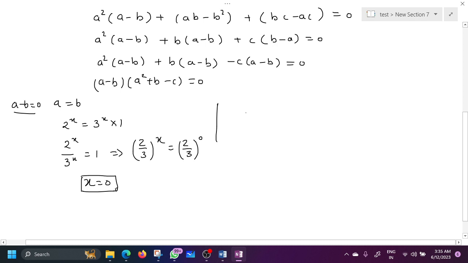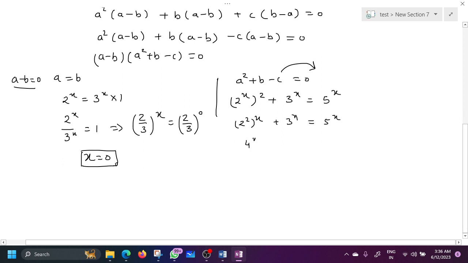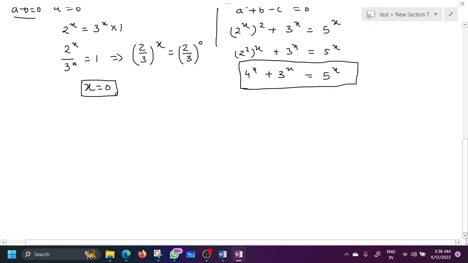Now let's talk about the second case, which is a square plus b minus c equal to 0. Put the values back. You have 2 power x power 2 plus 3 power x is equal to 5 power x, taking this thing on that side. So you have 2 power x whole squared plus 3 power x is equal to 5 power x, and then you have 4 power x plus 3 power x is equal to 5 power x. Now we have a reduced equation of this form, and we need to find out all the values of x which will satisfy this equation.